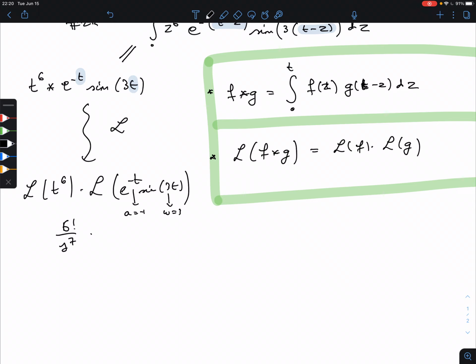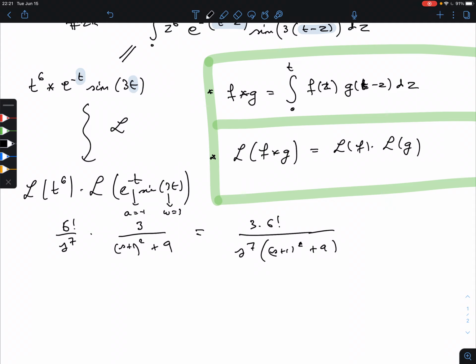Okay. So let's do the sine first. The sine has the omega on top, and then in the denominator we have the variable squared plus omega squared. Don't forget it's omega squared in the denominator. But I don't write s here because I still have to shift by 1. So s minus (minus 1), that is s plus 1. Okay? And this is the answer. So the answer, if you want to put it together, is 3 times 6 factorial over s to the power 7 times (s plus 1) squared plus 9.